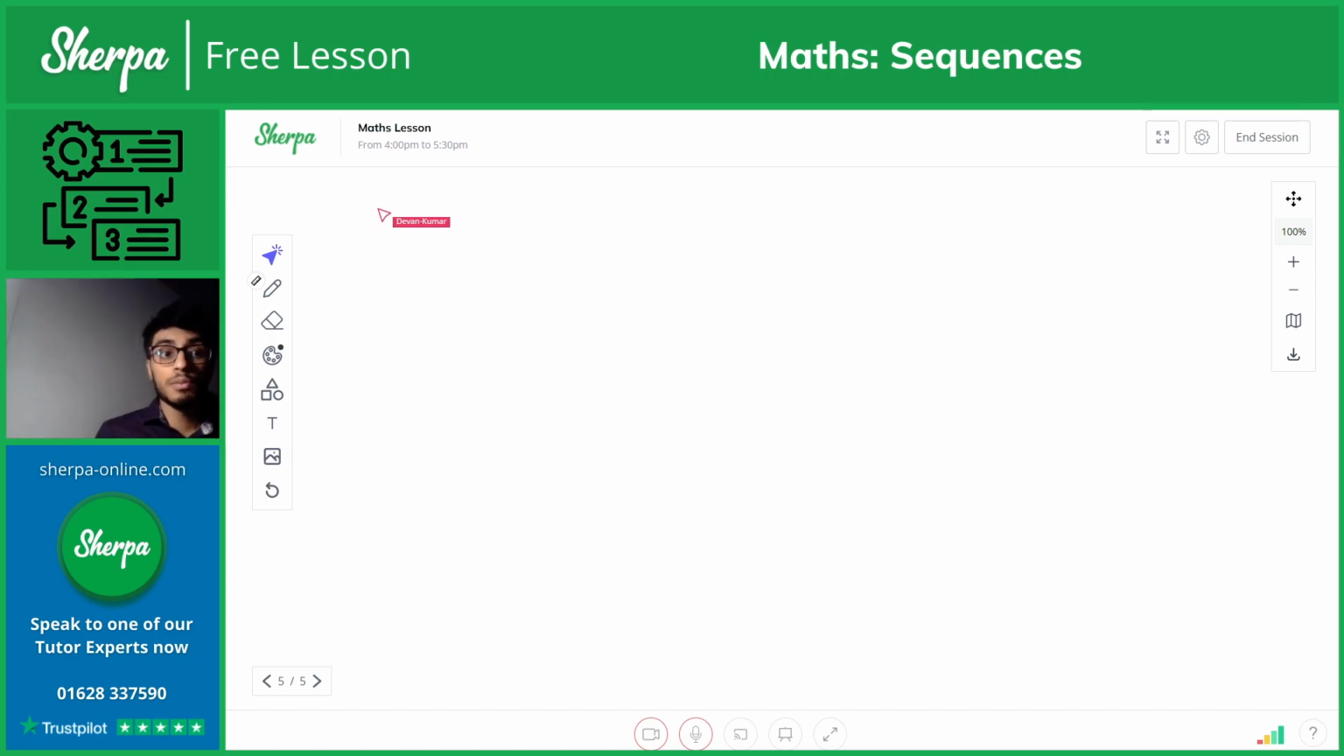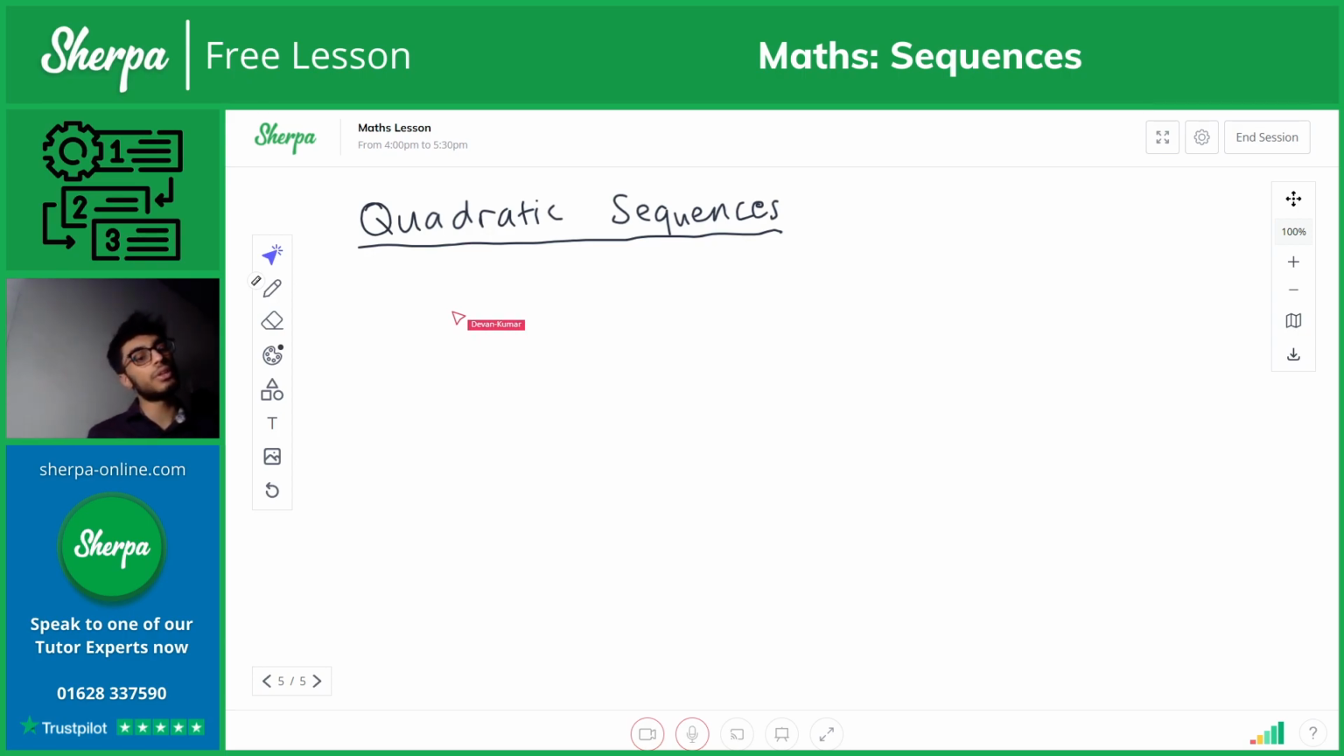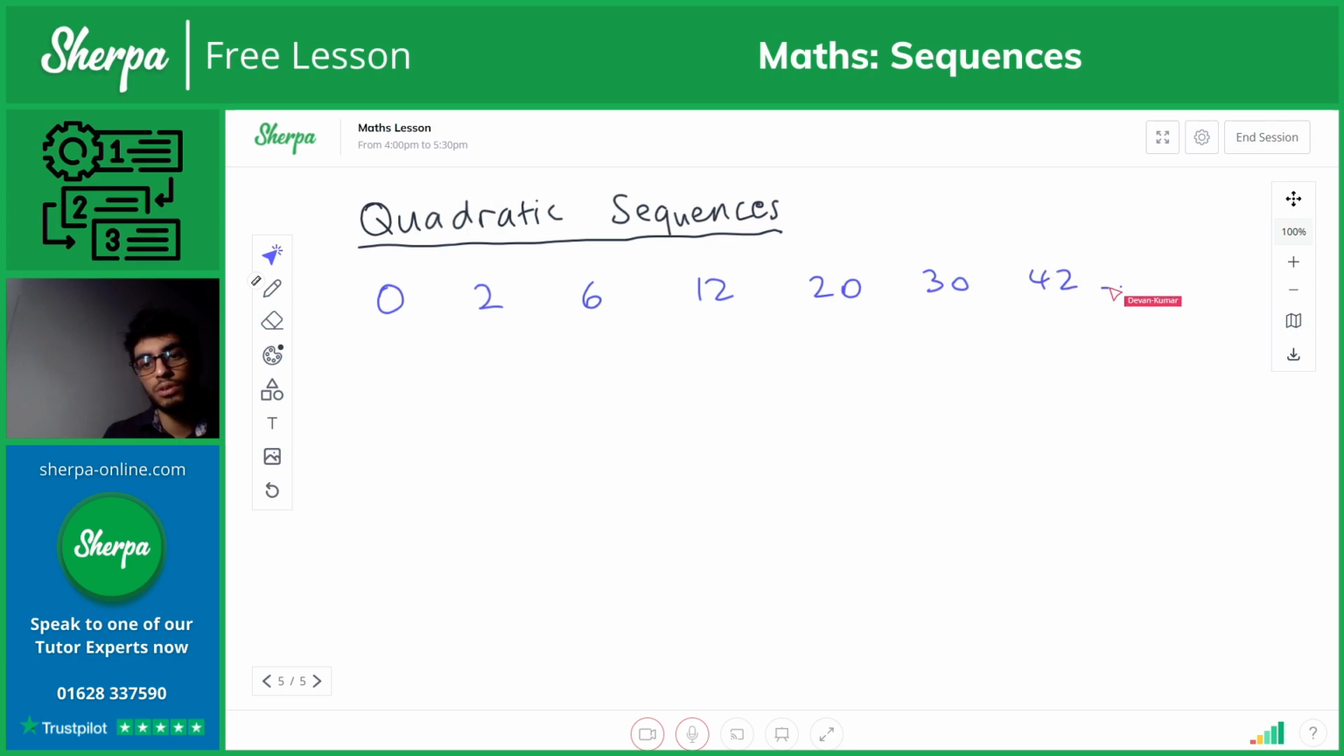Now, we're going to move on to something more complicated here. We're going to move on to quadratic sequences. Now, I'm going to show you how these work. These look deceptively simple, but finding the nth term for them is actually pretty difficult. I'll show you the method that you're usually taught in school, and then I'll show you my different method for this, with all the reasoning behind how it works. So, an example of a quadratic sequence is 0, 2, 6, 12, 20, 30, 42, dot, dot, dot.